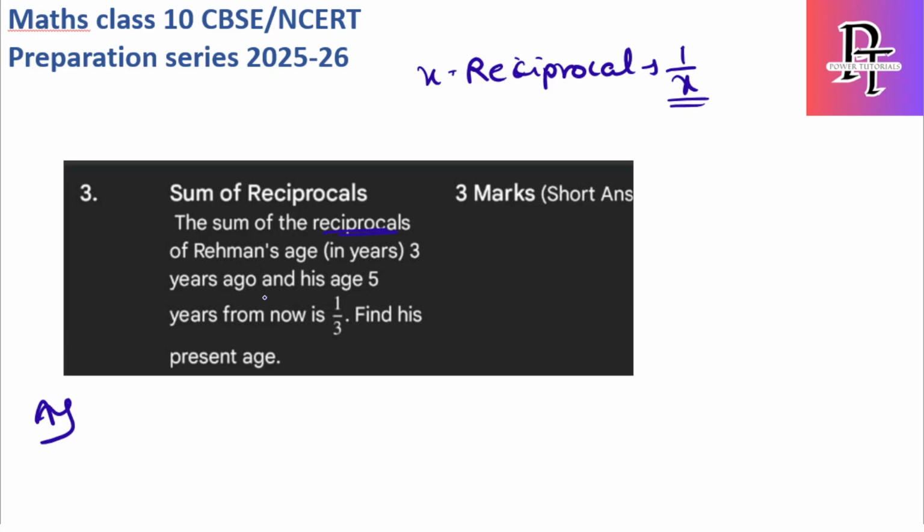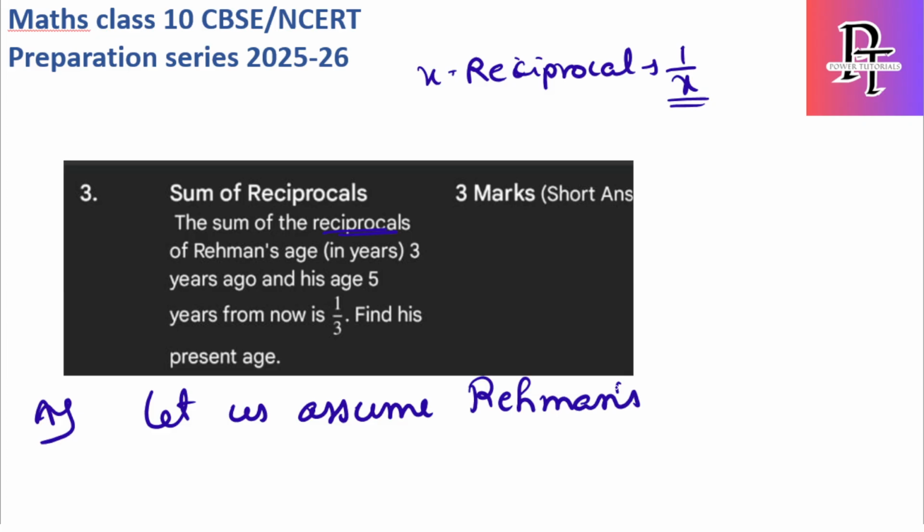So what are the characters here? We have Rahman, only one character. Rahman says the sum of reciprocals of his age 3 years ago and his age 5 years from now. So simply the first statement, let us assume Rahman's current age is x years.